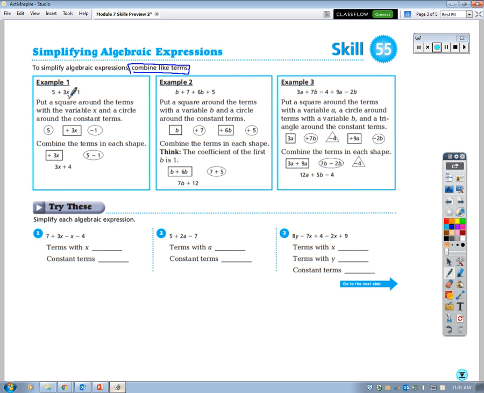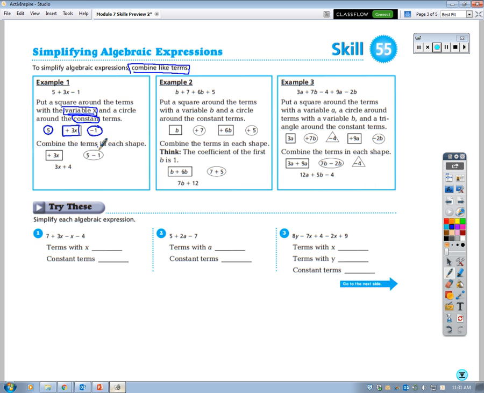We have 5 plus 3x minus 1. What we're going to do is put a square around the terms with the variable x, okay? And put a circle around the constant term. So a constant is anything that does not have a variable attached to it. So 5 is a constant, and it's minus 1, but we attach that minus to this number 1, this constant 1, and it becomes negative 1. We put a square around our variables. So any number that's got a letter attached to it is a variable. Always include that sign in front as part of that variable or constant.